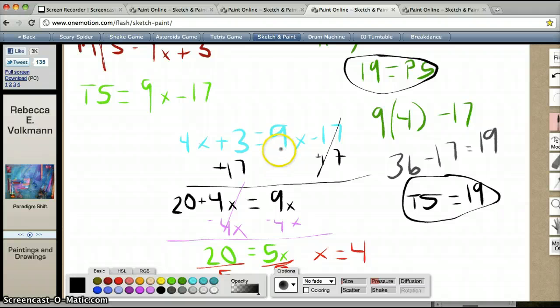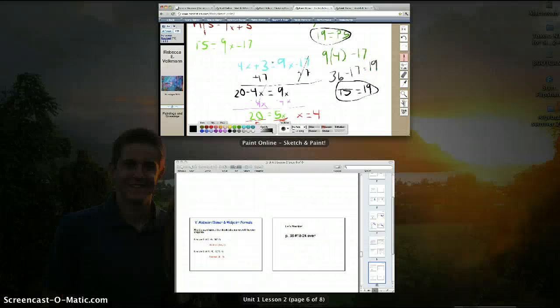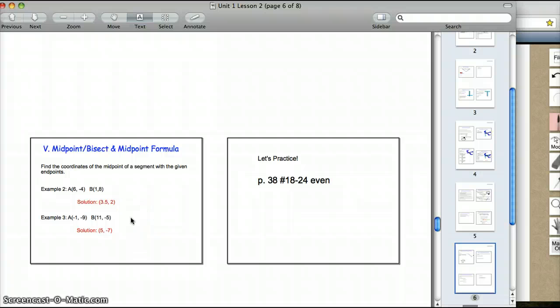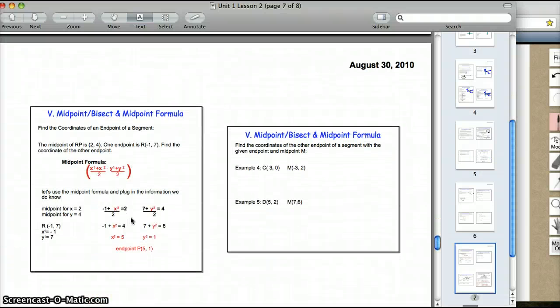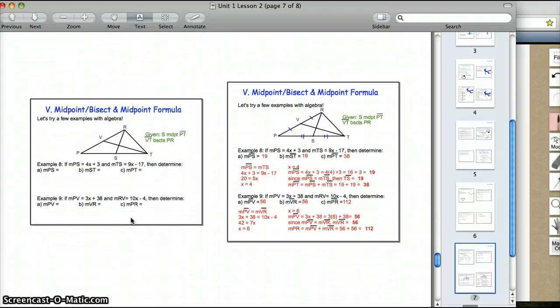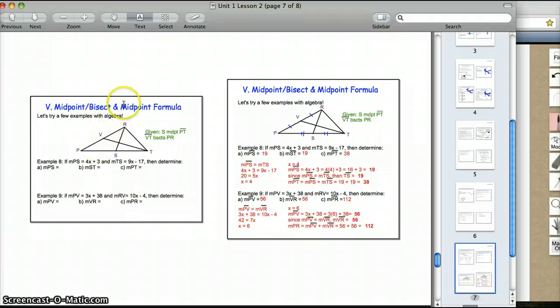Alright, so now what we're going to do is we're going to look again. So now we're going to look at midpoint, which has been bisected. So if we look here, we've got the measure of PS and the measure of TS. And remember, when it's bisected, it cuts PS and TS into half. So we know that PS and TS have to equal each other.